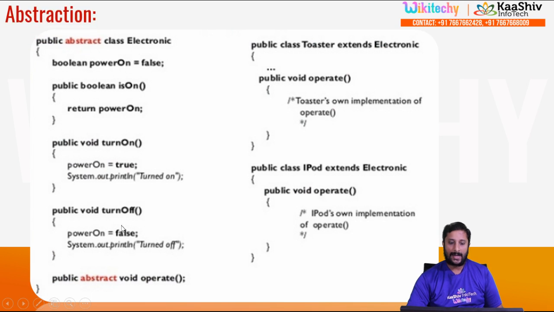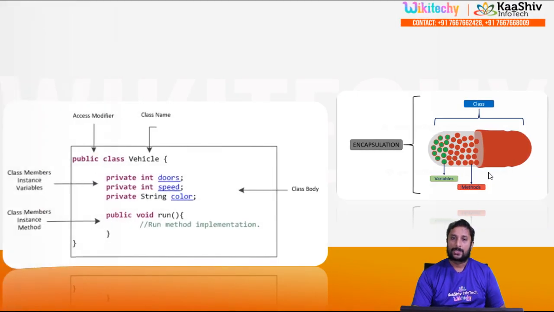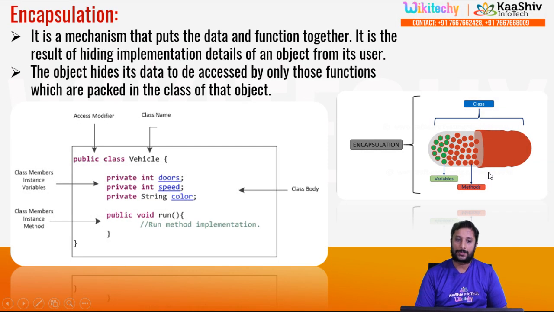The abstract class will have the method here with no implementation, and over here the same operate, you are able to see it here in operate. Class toaster extends electronic. Electronic is the father and this is the child, and in operate you have some methods. Same with iPod extends electronic, and you have the method with implementation. This is how abstraction is. So define it and don't implement it, that's abstraction.